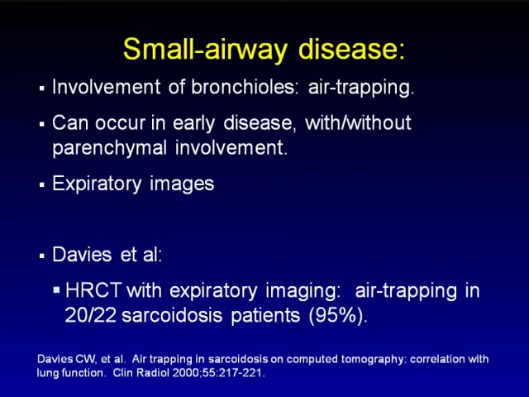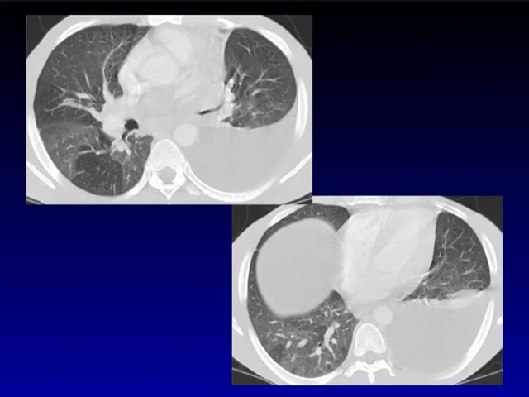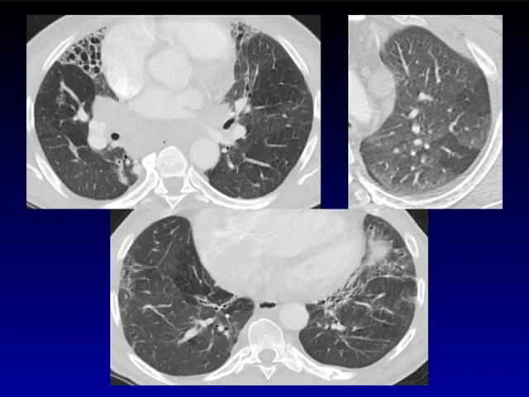So small airway disease can occur in early disease or late disease. It can be seen with or without parenchymal involvement, and we typically see this with expiratory images. Air trapping is seen in the large majority of patients with sarcoid, up to 95%, in a study performed by Davies and colleagues. Here's a patient with acute disease and evidence of air trapping. And here on the flip side is a patient with chronic fibrotic lung disease and air trapping. So it sort of runs the gamut.